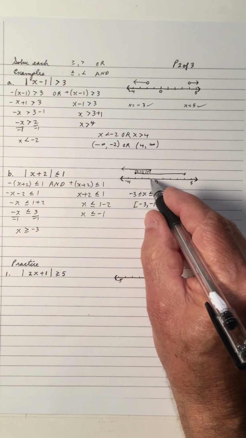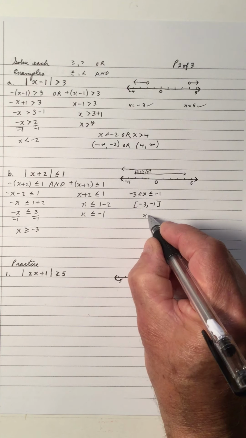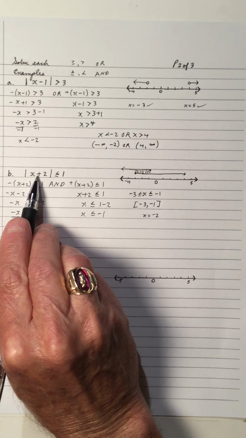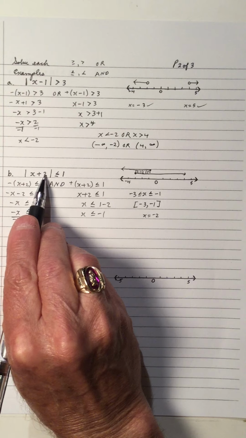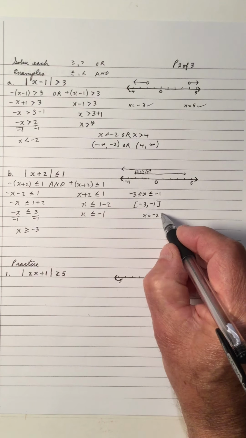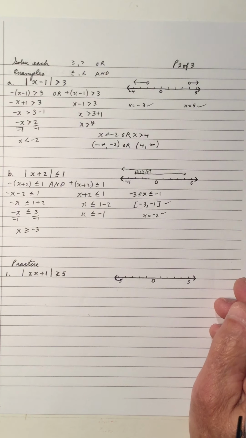Again, let's check with a negative 2. X is negative 2 to see we're okay. Put a negative 2 in. Negative 2 plus 2 is 0. The absolute value of 0 is 0. 0 is less than 1. So this looks like it's okay.